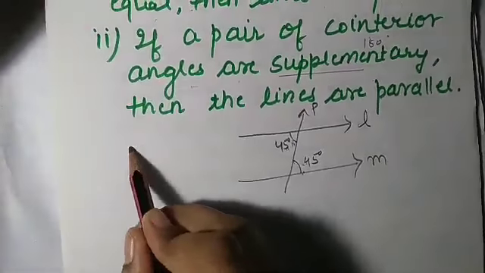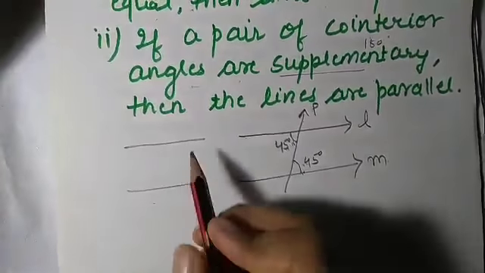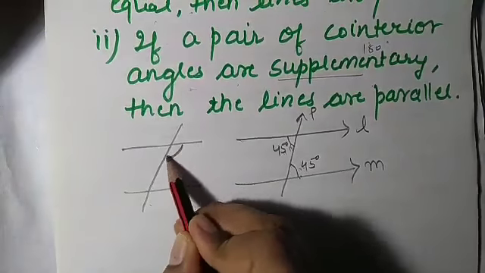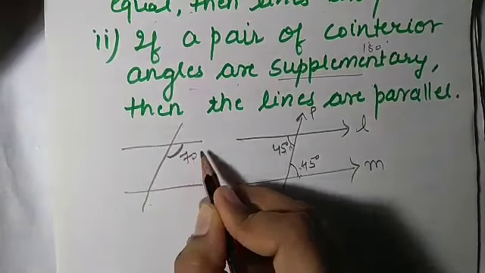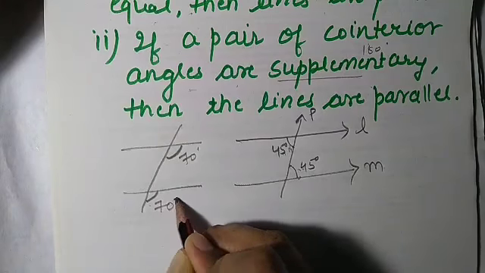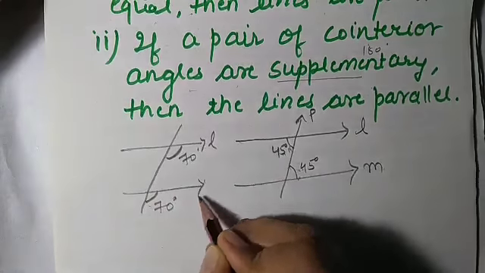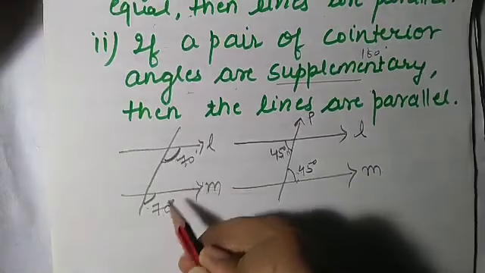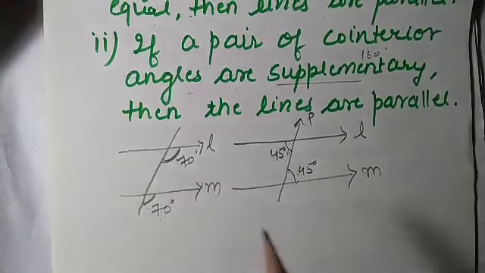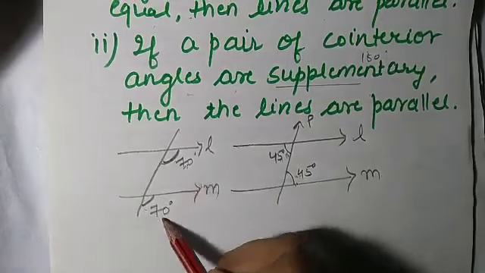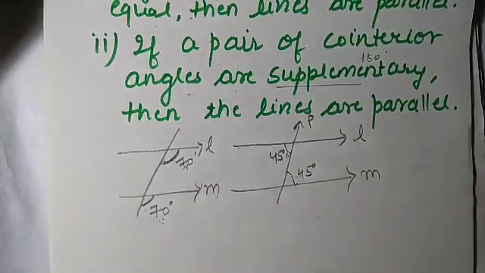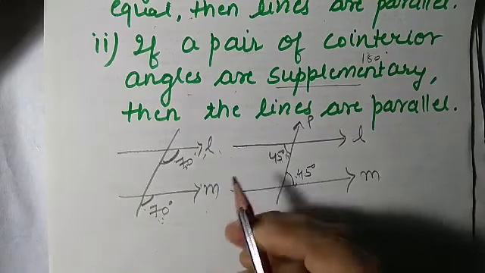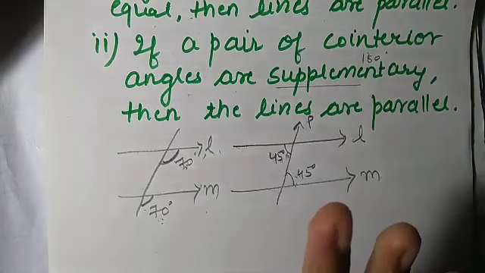Let me give you one more example. These are the two lines, and if I am saying this angle is 70 degrees and this is also 70 degrees, can you say line L is parallel to M? Yes, we can say, because these are corresponding angles, and we have learned that if corresponding angles are equal, any one of the pair, then lines are parallel. So I will write line L is parallel to M.